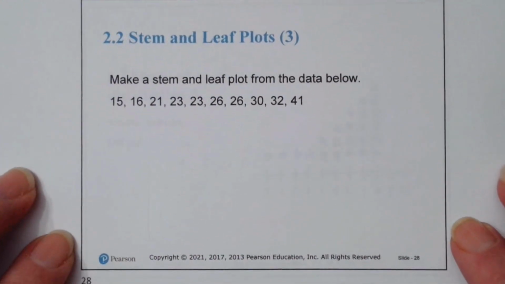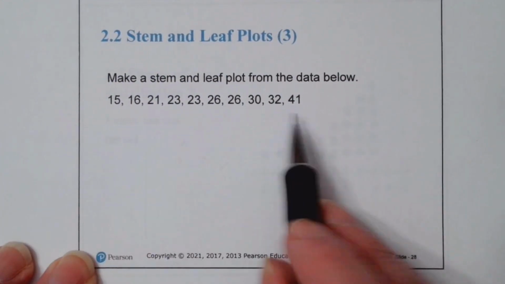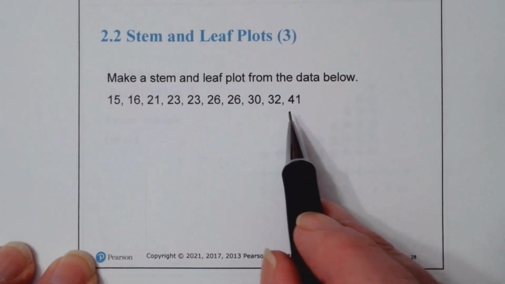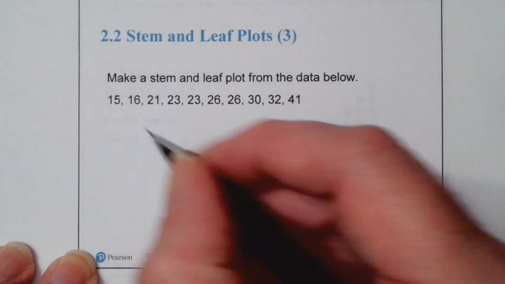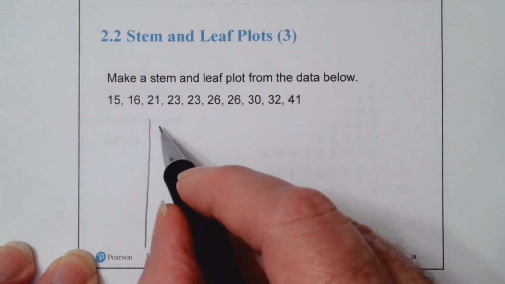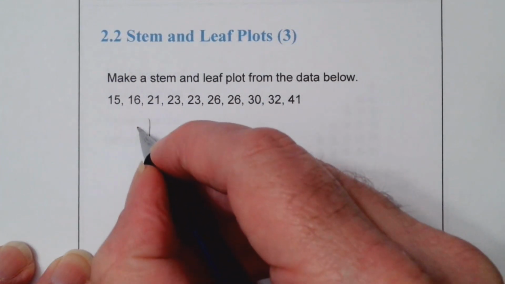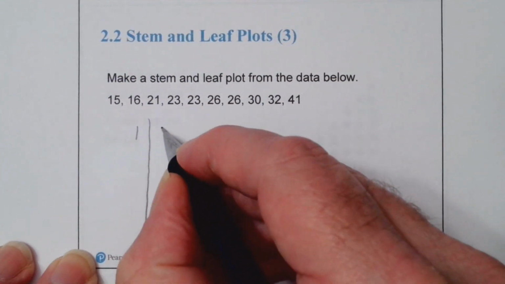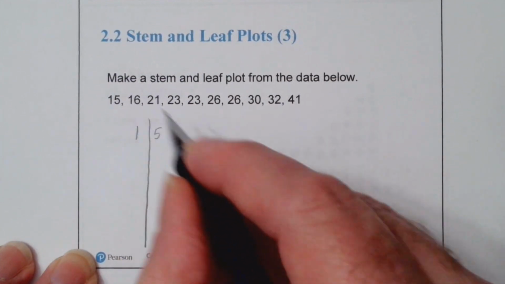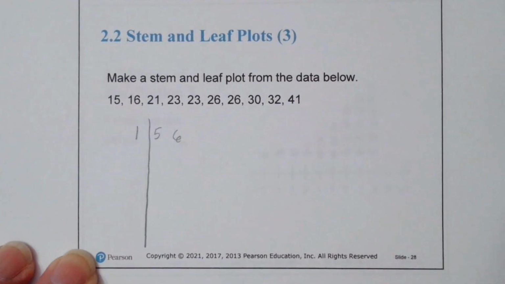All right, so let's actually make a stem and leaf plot. For this data, it's going to be pretty nice because it's already been ordered. If it wasn't ordered, you would want to order it. Basically, our stem is going to be the tens place, and our ones place is going to be the leaf part. So we'll start with 1 and 5, and we also have 16, so we'll put a 6 here. So this represents the numbers 15 and 16.